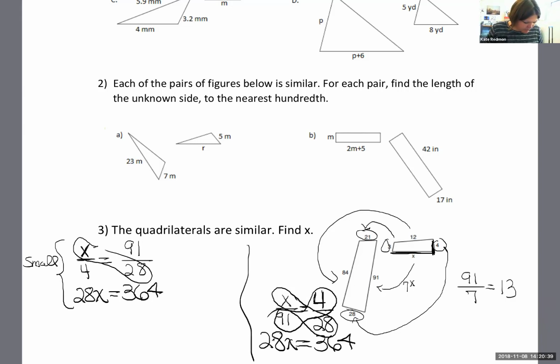Anyway, I'll solve mine now. These 28 and x are multiplying, so the opposite of multiplying is dividing. And I'll get x is equal to.